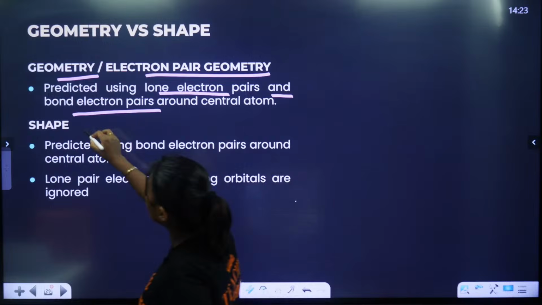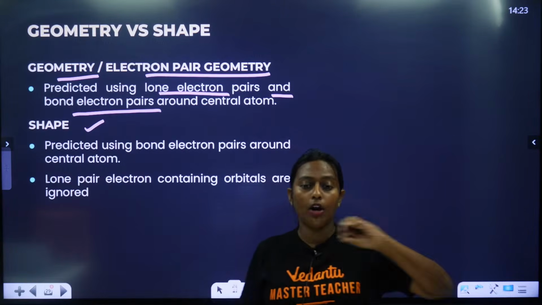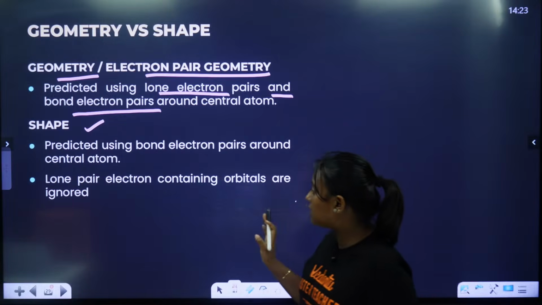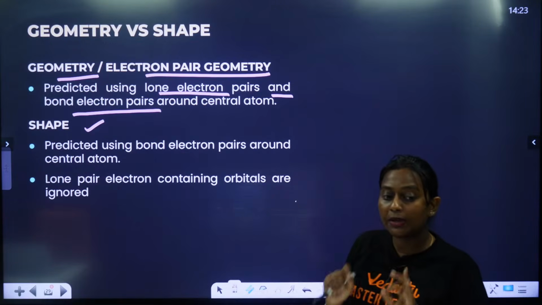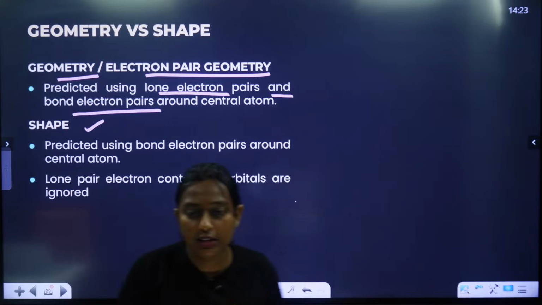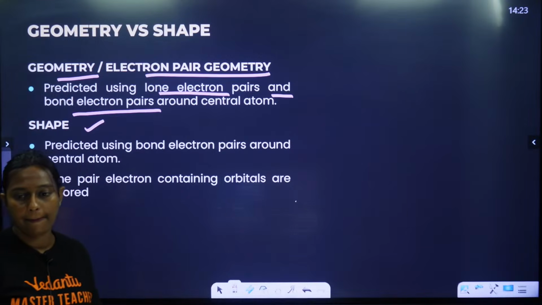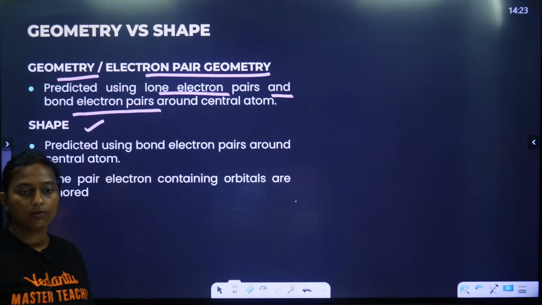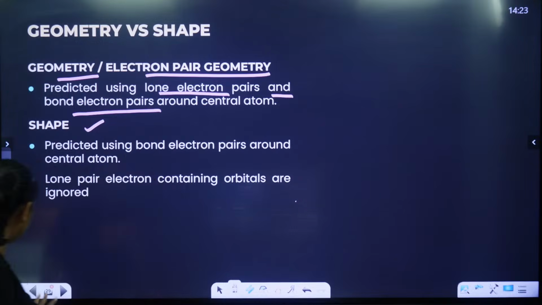When you consider shape, what is shape? Shape means we will consider bond pair only, then we will draw the structure. That is shape and geometry. I hope it's clear. Is it clear, guys? Then I will give you one question.